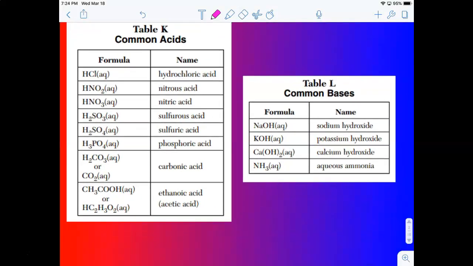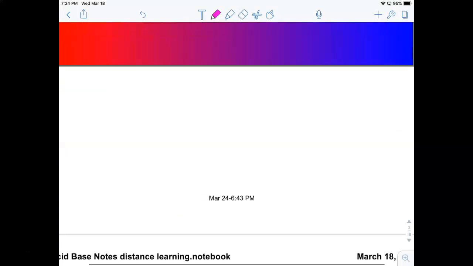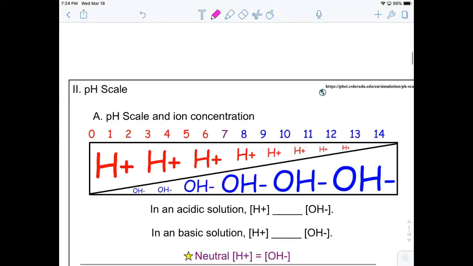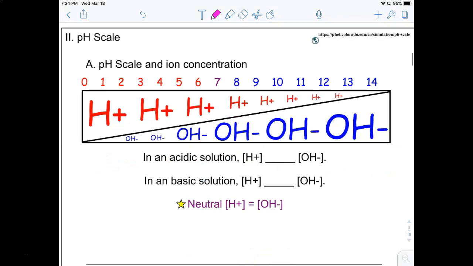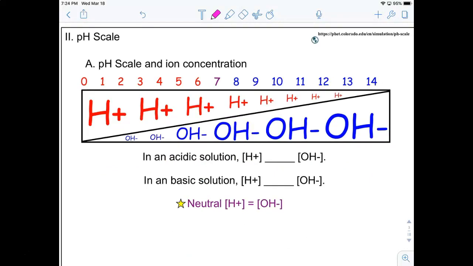Okay, so here are those tables, guys. Again, before you do any thinking, always check here. If it's on one of these tables, it's an acid or a base, and you don't even have to think about it. Okay, the next part of this unit talks about pH. So the pH scale is also a way of telling if something is an acid or a base. It goes from 0 to 14, 0 being the most acidic and 14 being the most basic.